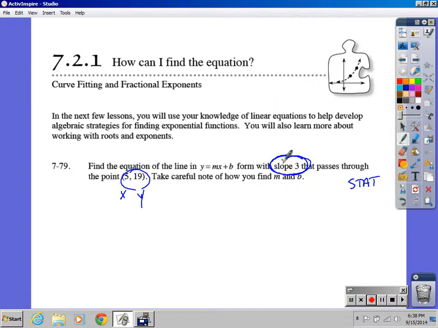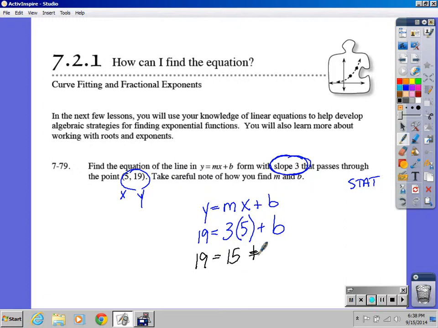So we can take our equation y equals mx plus b and plug in everything we know and see that we have 19 for y, 3 for m, 5 for x, and we do not know the initial value b. And then we would just have to solve this equation for b. So we would multiply these two together first. 3 times 5 is 15, plus b. And then subtract 15 from both sides to get your b value of 4.